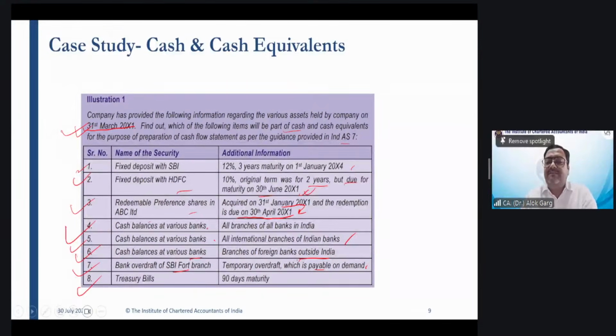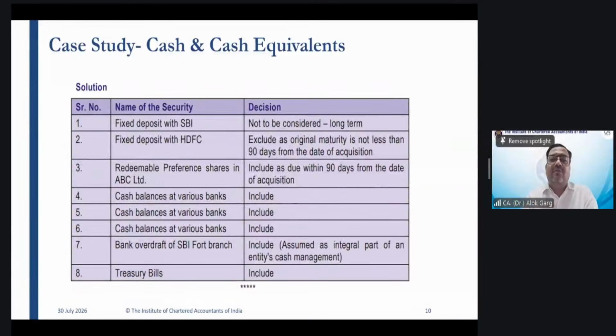Treasury bills, 90 days maturity. Original maturity is 90 days. Yes, it is a cash and cash equivalent. Okay. So fixed deposit SBI not to be considered long term. HDFC, exclude as original maturity is not less than 90 days from the date of acquisition. Okay, right? Include as due within 90 days from the date of acquisition. Okay, this is what we have already discussed.